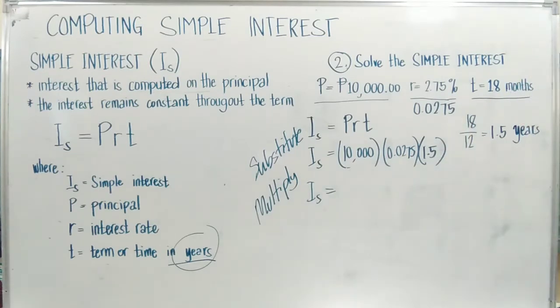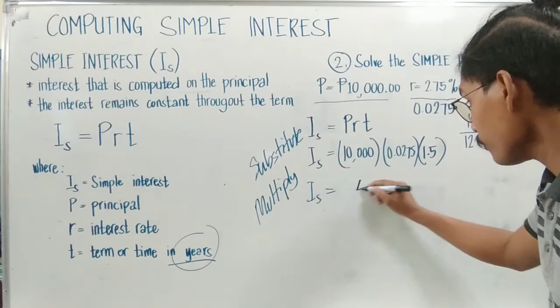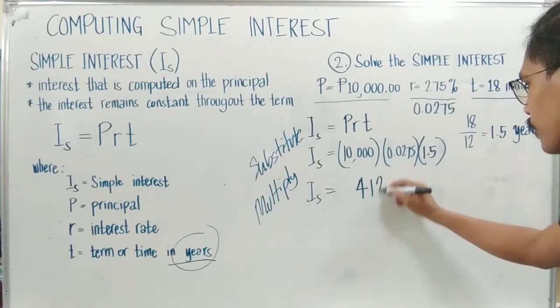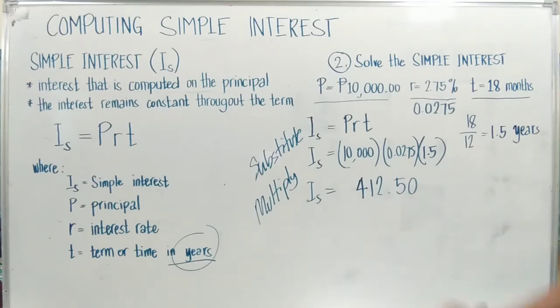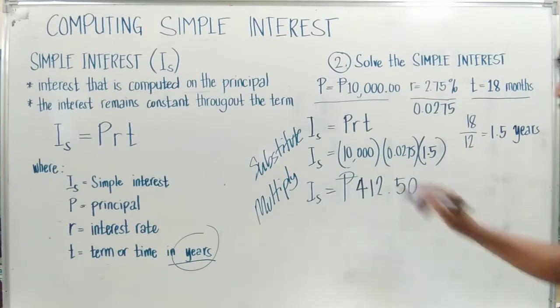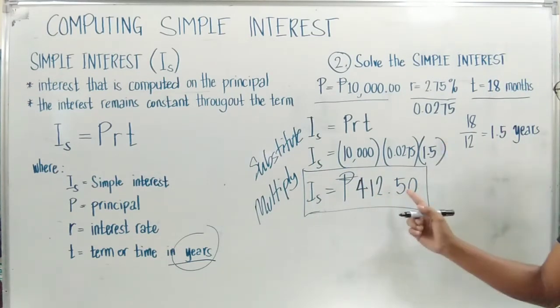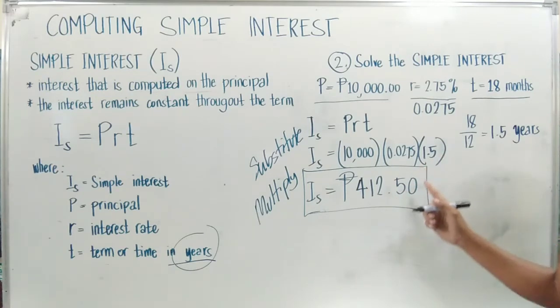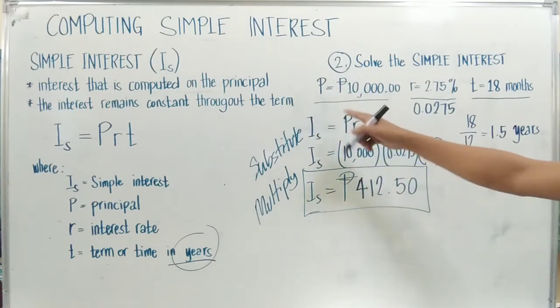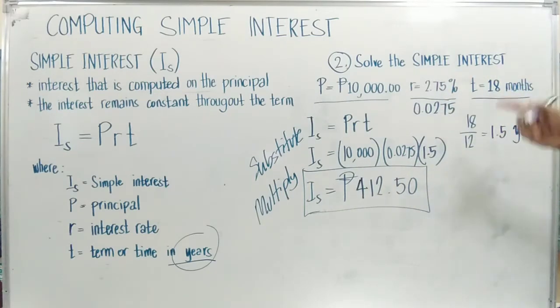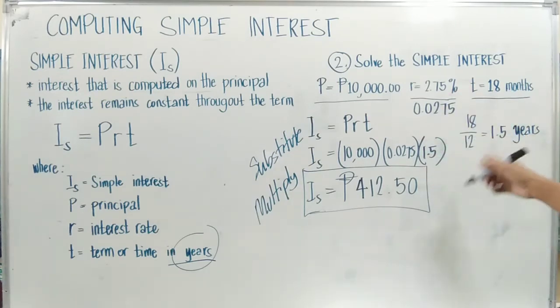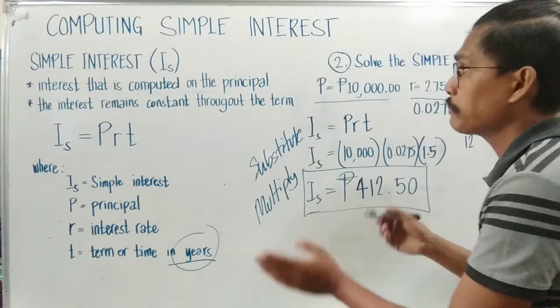So 10,000 times 0.0275 times 1.5 will give you the figure of 412.50 pesos. So you have 412 pesos and 50 centavos, given your principal, which is equal to 10,000, your rate is 2.75%, and the time of 18 months. Okay, so I guess that you have learned how to compute your simple interest.